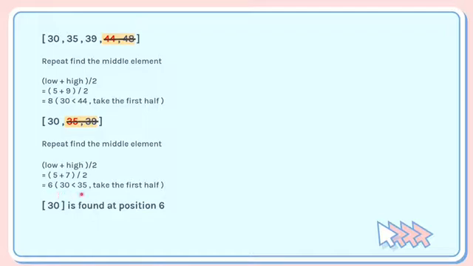So we compare it with the element that we want to find, which is 30. At index number 6, it is value 35. 35 is greater than 30, so we take the first half of the array, and then we are only left with 30, which is the value that we want to search, positioned at index number 6.